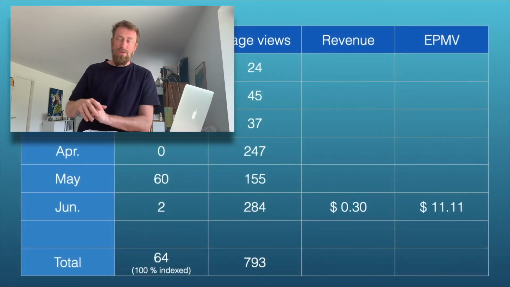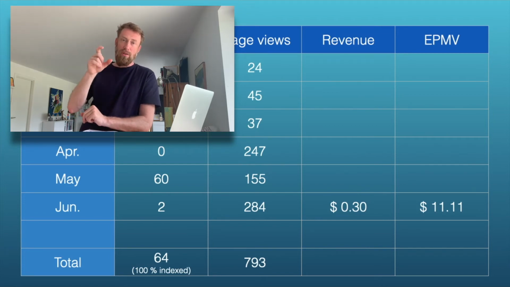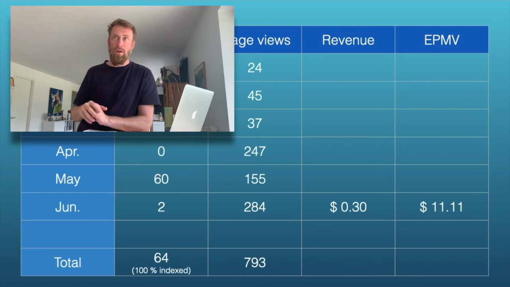So adding that into the table, the EPMV, the earnings per 1,000 visitors, is calculated at $11. And of course, it only calculates what is earned during the time where the ads were actually showing. So next month is going to be very interesting and more precise on what we can expect the EPMV for this site to be. $11 isn't impressive, but it's fair here in the beginning.